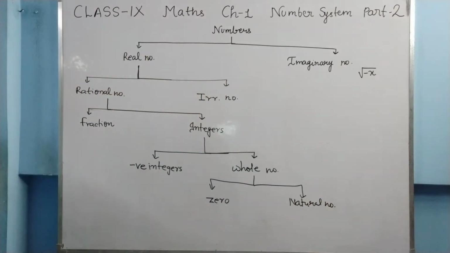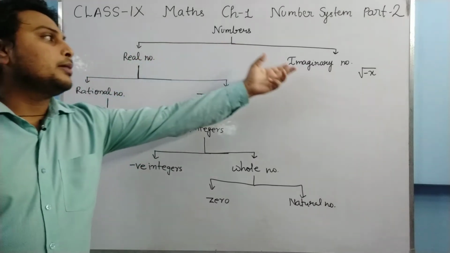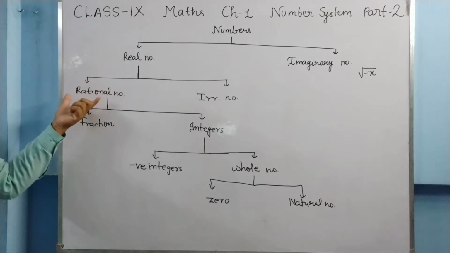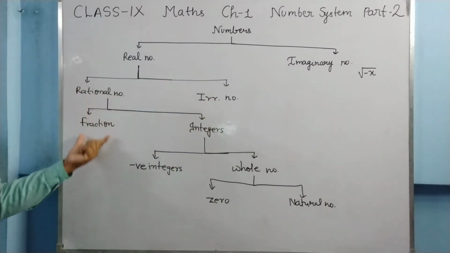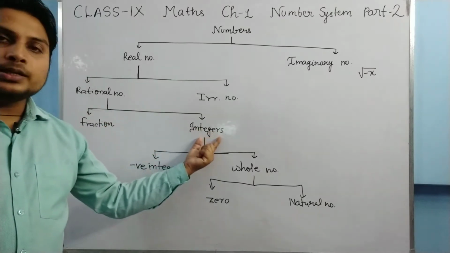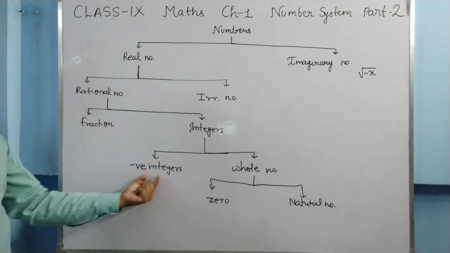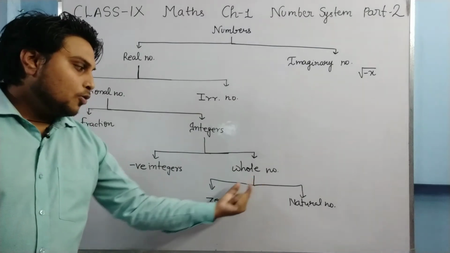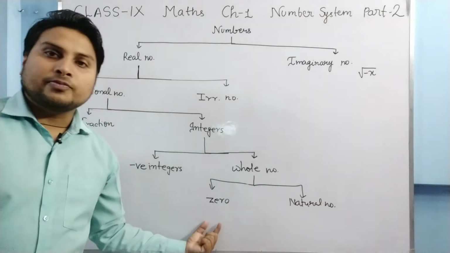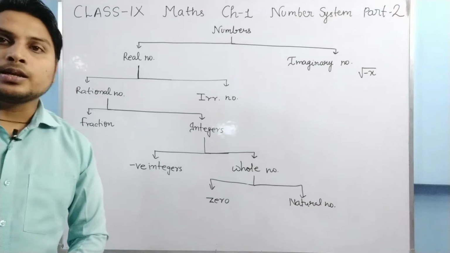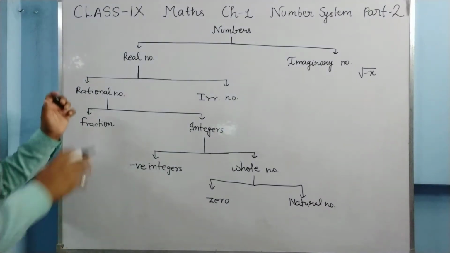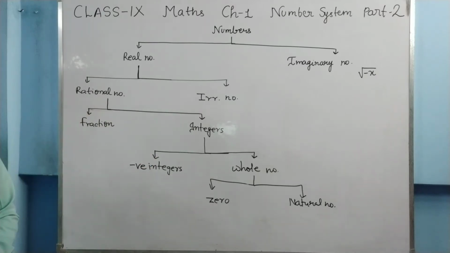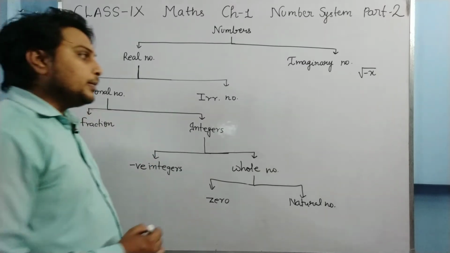So students, this is the flow chart of numbers. Real numbers and imaginary numbers. Real numbers can be divided into rational and irrational numbers. Rational numbers can be divided into fractions and integers. Integers can be divided into negative integers and whole numbers. Whole numbers can be divided into 0 and natural numbers. So this is the flow chart by which we can show how numbers are classified.